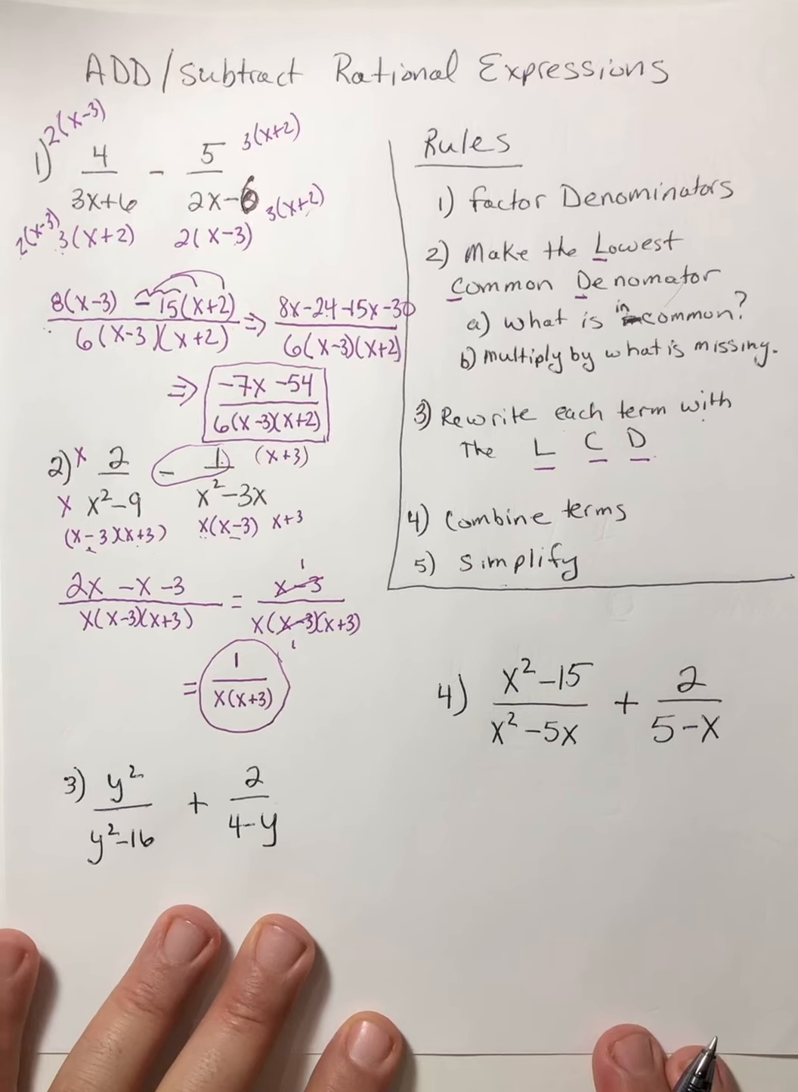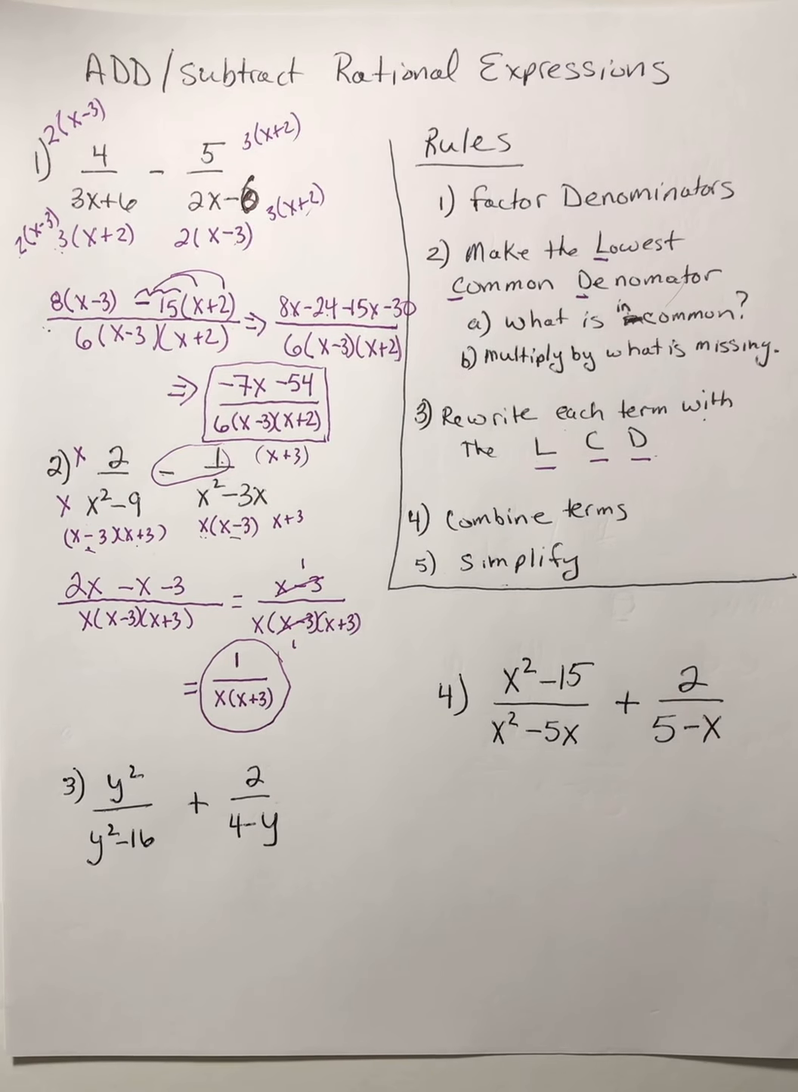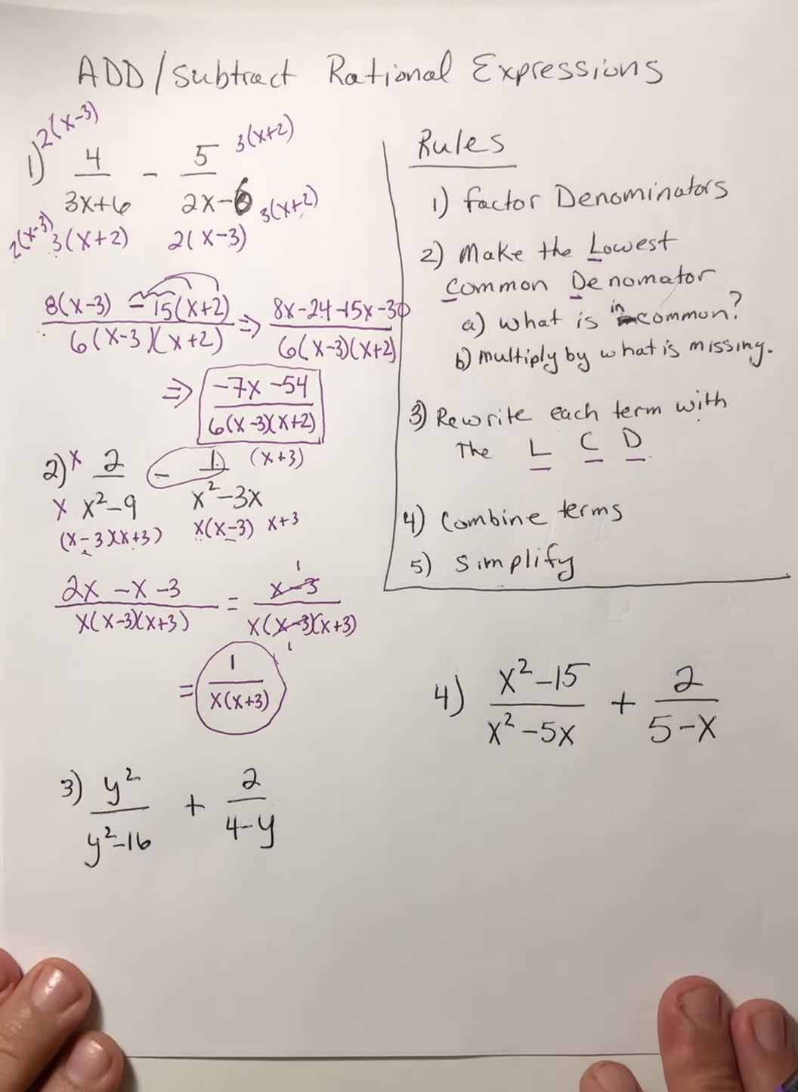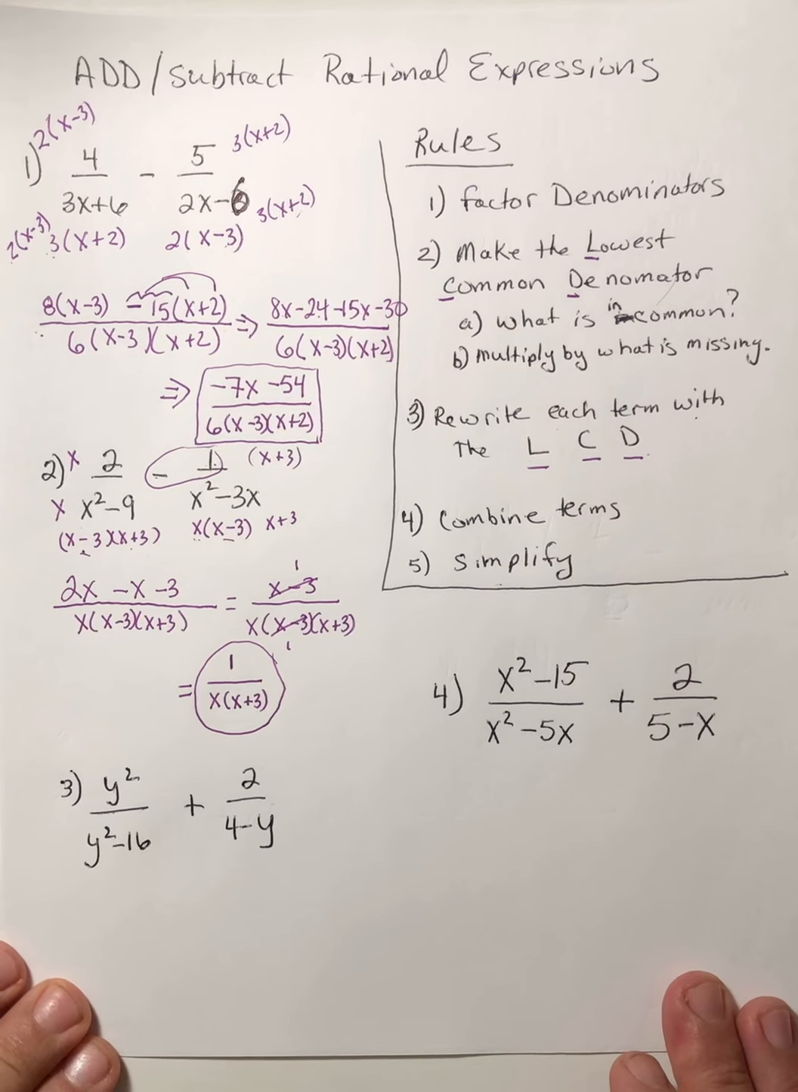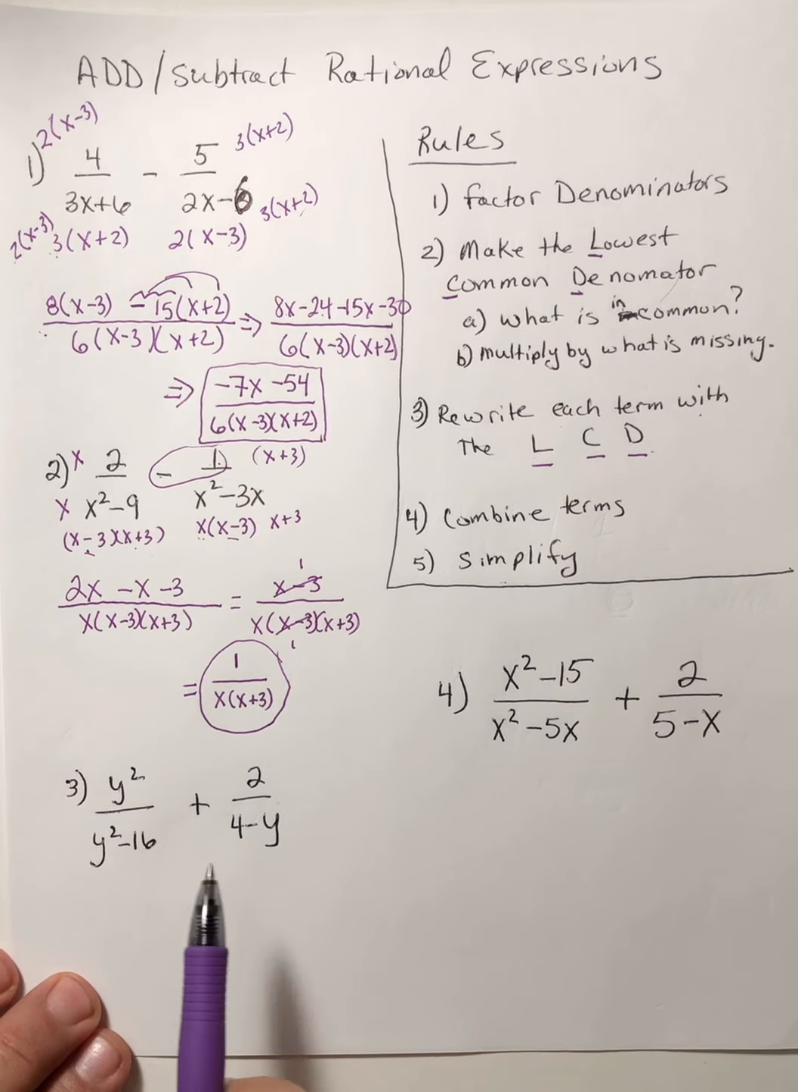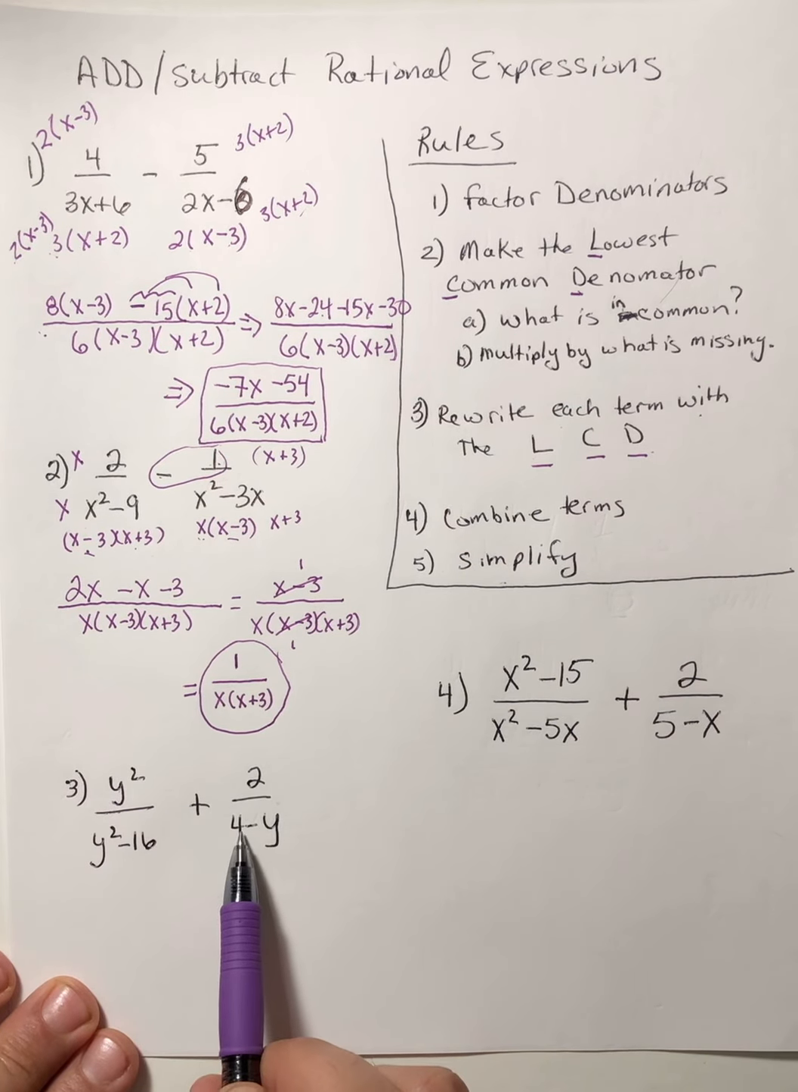Okay. That's all we can do. All right. Let's look at number 3. Number 3 is different because look at your denominator. That says 4 minus y. All right, we'll get to that.